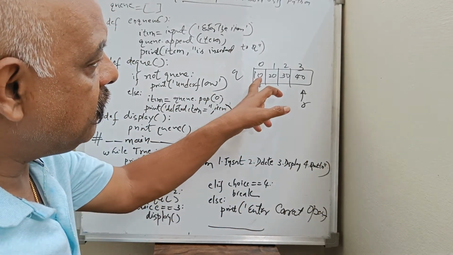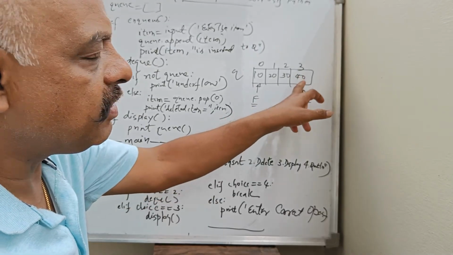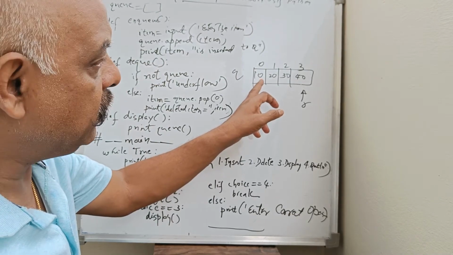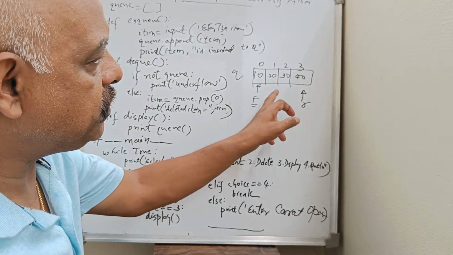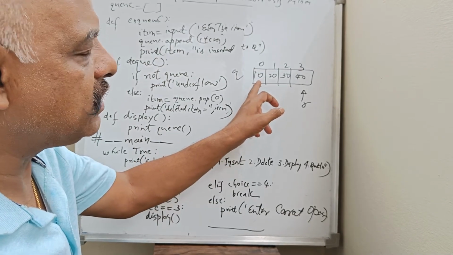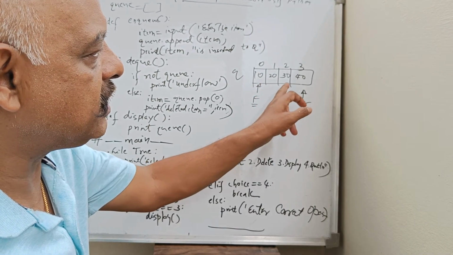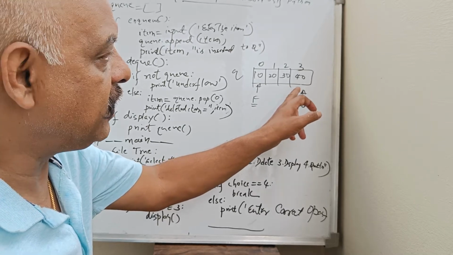Deletion is always from the front, and insertion is from the end. Whenever you delete an element from the queue, the front keeps moving. Front is 0 now. Once you delete 10, front comes here. Once you delete 20, front comes here. Once you delete 30, front comes here.